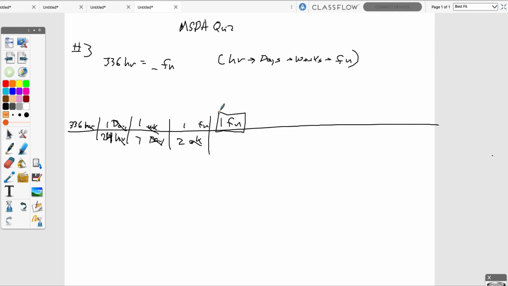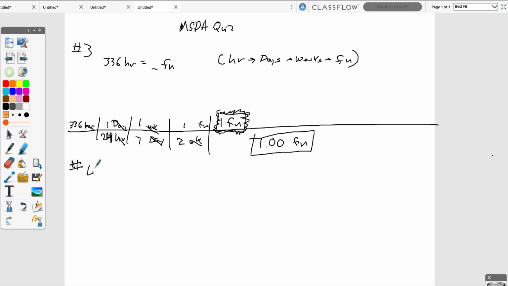Oh, it's not correct. It's 1.00 fortnights. Why? Because of sig figs. This is the correct answer. Always check your sig figs. Okay, cool, guys. Next we're gonna do number 4 here.